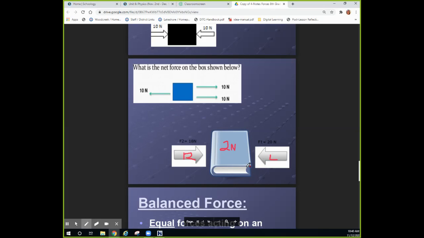Okay, what is the direction the book will move? Where is the greater force being applied? Good. The book is going to move this way because there is a greater force being applied.